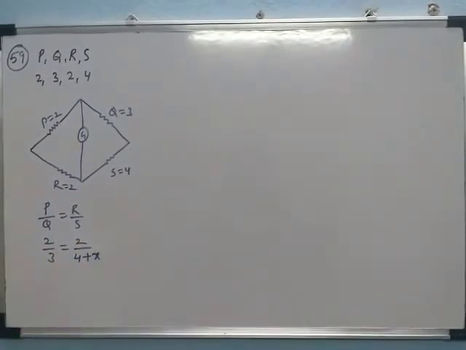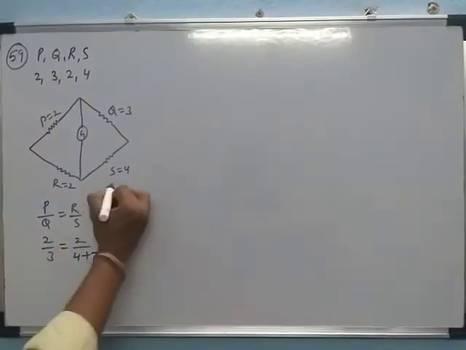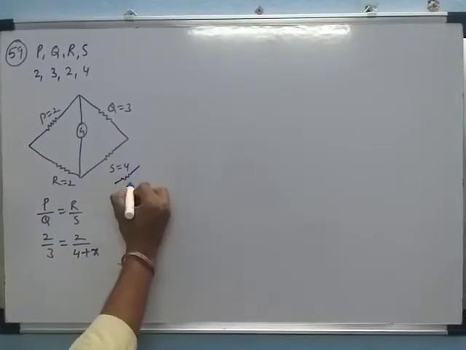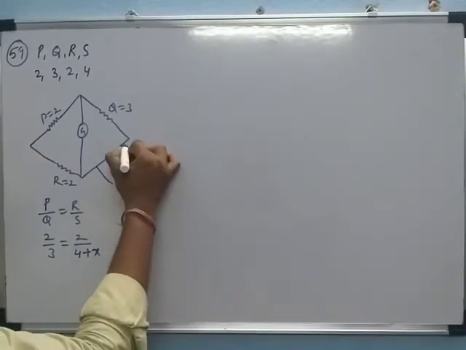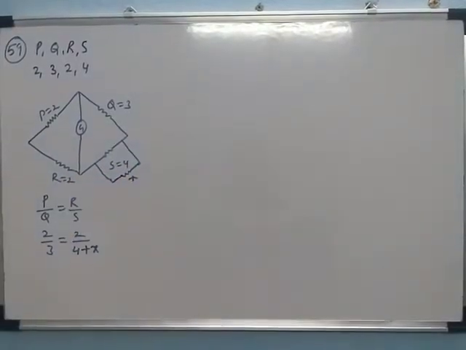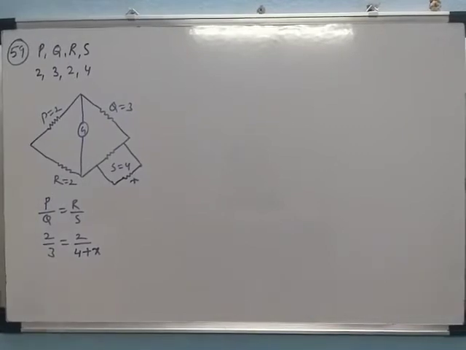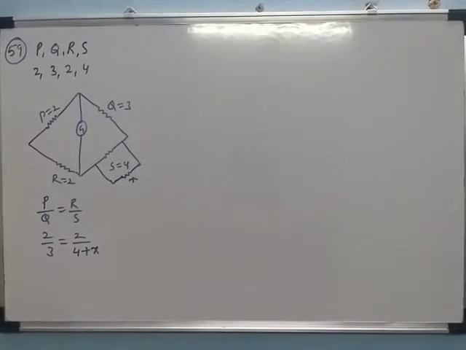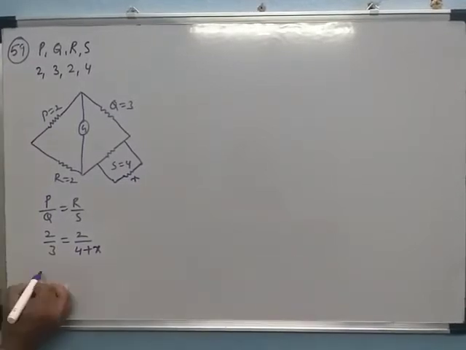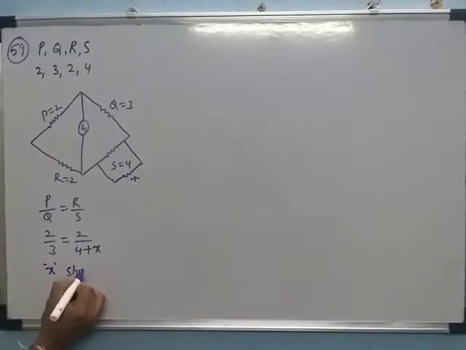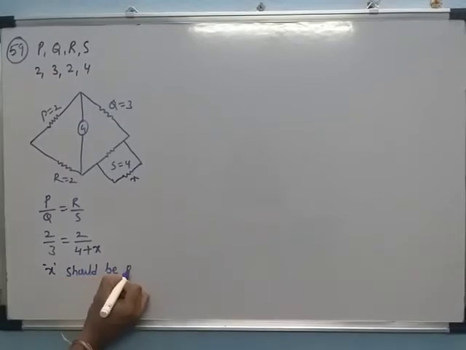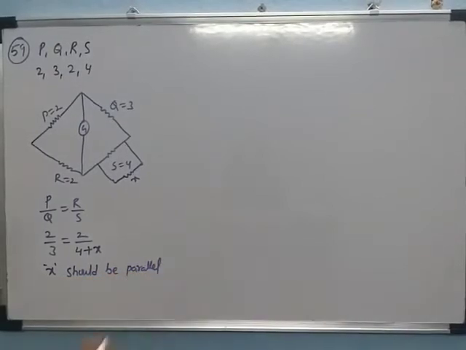X is the extra resistance connected. This X resistance is connected in parallel to the S resistance, then it should be balanced. So X should be in parallel.